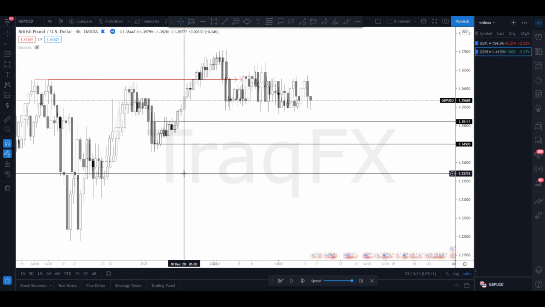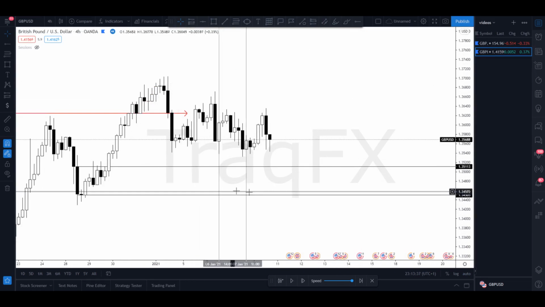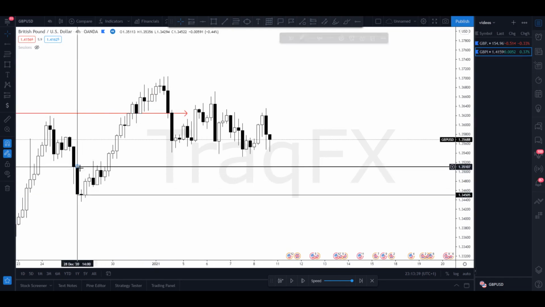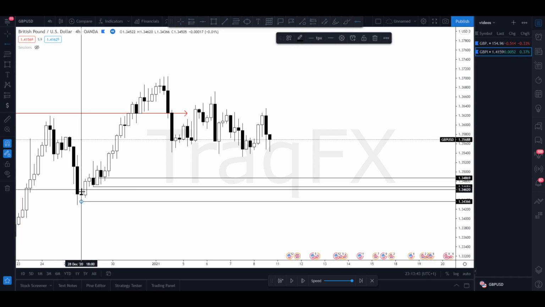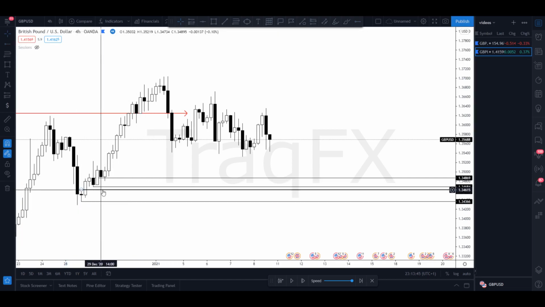And this is where confirmation comes in. So you can maybe refine it up to this institutional candle right here. Maybe you can refine it up to this institutional candle right over here. It all depends on what you prefer.